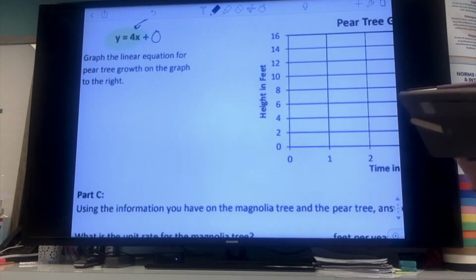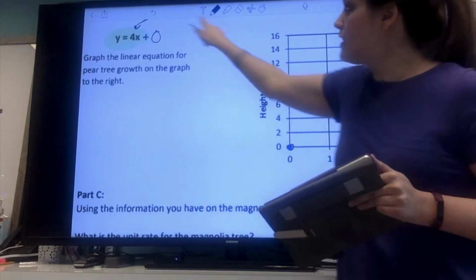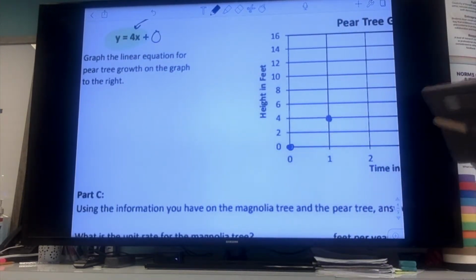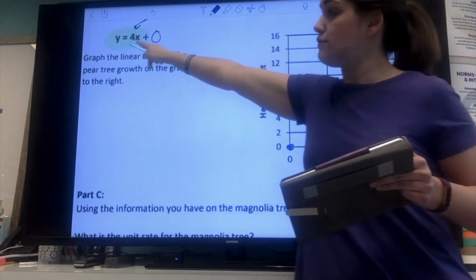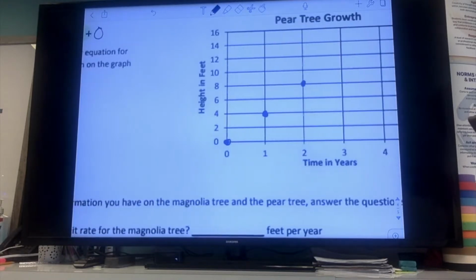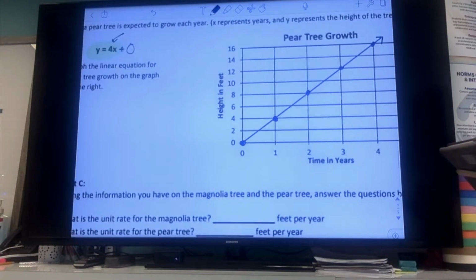All right, so 0, 0. So if we're 1 year in, 4 times 1 is 4. If we're 2 years in, 4 times 2 is 8. You probably catch the drift, or you can just count rise over run, up 4 over 1, up 4 over 1, because the slope was 4, remember? Cool, there's the pear tree.